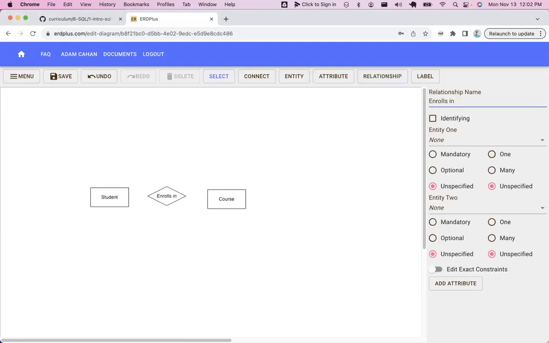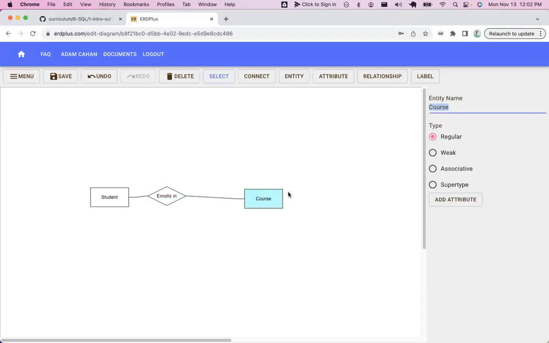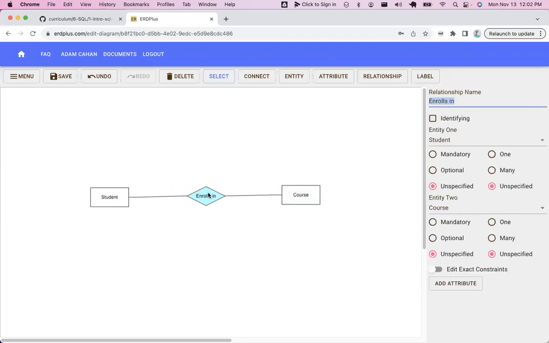And a student enrolls in a course. The reason I want everyone to use this ERD Plus tool is because it gives us this nice thing where we can say the relationship. Let me ask you guys, is this a one-to-one relationship, a one-to-many relationship, or a many-to-many relationship? Many-to-many. It is a many-to-many. Why is it a many-to-many? Because a student can be in multiple courses and a course will have multiple students.